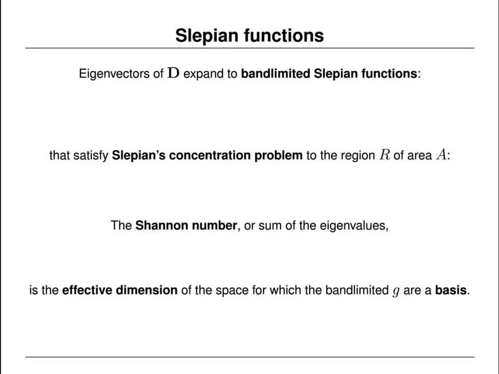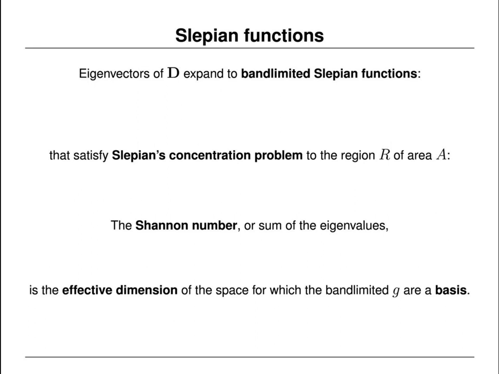So this is the last of the theory slides here. This is in a nutshell summing up what these new functions do for us. They're the eigenvectors of this lack of orthogonality operator. They actually turn out to be an optimization of something. They actually maximize the signal potentially recoverable from the region, in the region R of area A. And this Shannon number, named after Claude Shannon, is actually the sum of the eigenvalues of the optimization problem that you get out, which is the effective dimension of the space for which these units are a basis.